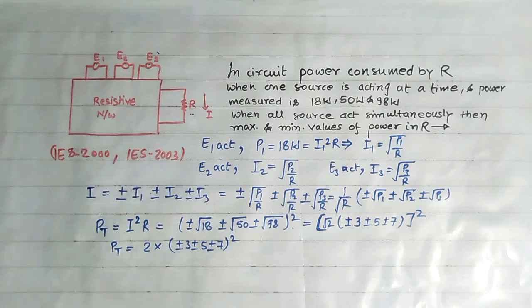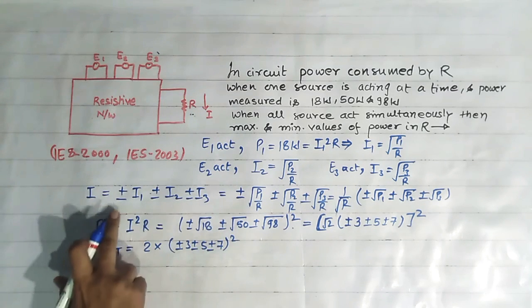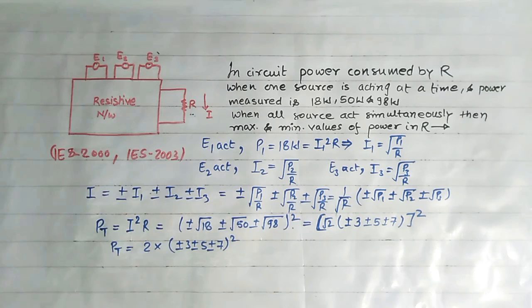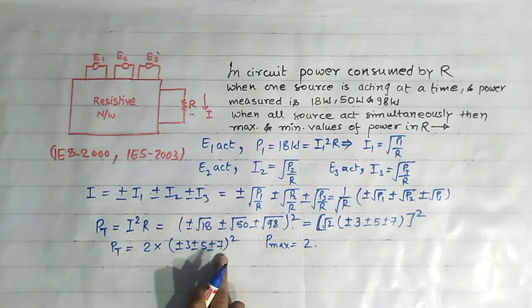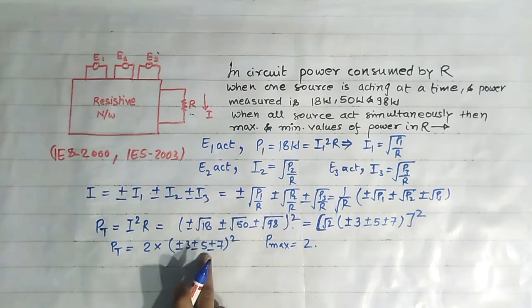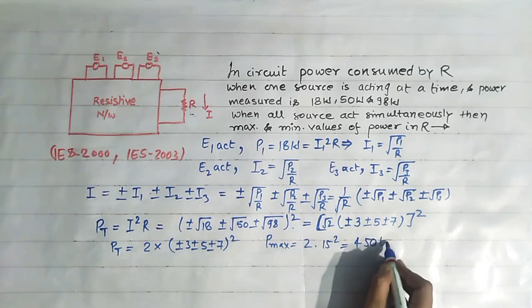Now this power is maximum when all these three currents, that is I1, I2 and I3, are in the same direction. Either all of these currents are in positive direction or all of them are in negative direction. In this case we get the maximum power. So when all these three terms add, we get maximum power. So what is maximum power? That is equal to 2 into, add all these three, 7 plus 3 is 10, plus 5 is 15, that is 15 square, so that is equal to 450 watt.